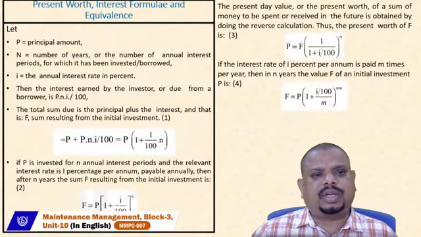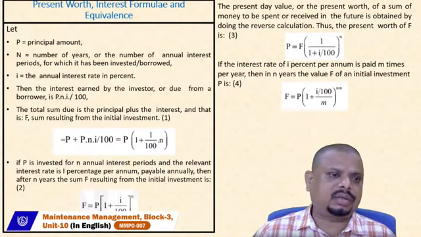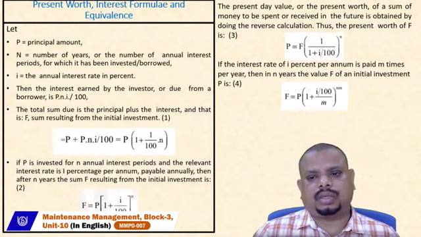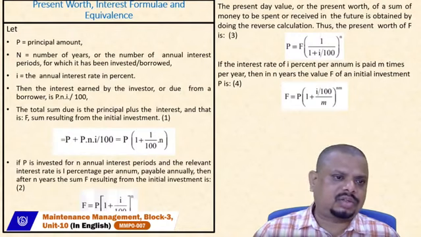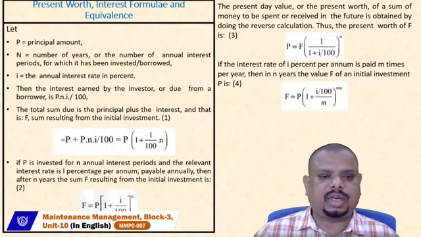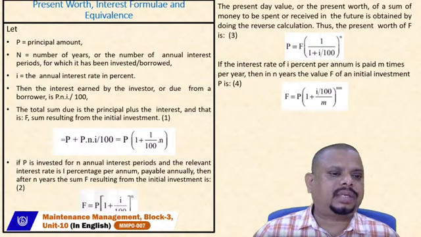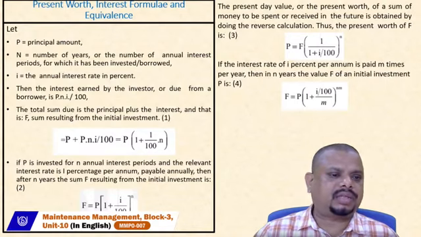So how do you calculate present worth, interest formulas and equivalence of highly capital equipments? Let's take the mathematical expressions for present worth calculation for replacements. P stands for principal amount, N stands for number of years or the number of annual interest periods for which it has been invested or borrowed. I stands for annual interest rate in percent. So whenever you go for the interest earned by the investors or due from the borrower, that is P and I divided by 100. P stands for principal, N stands for number of years, I stands for annual interest divided by 100.